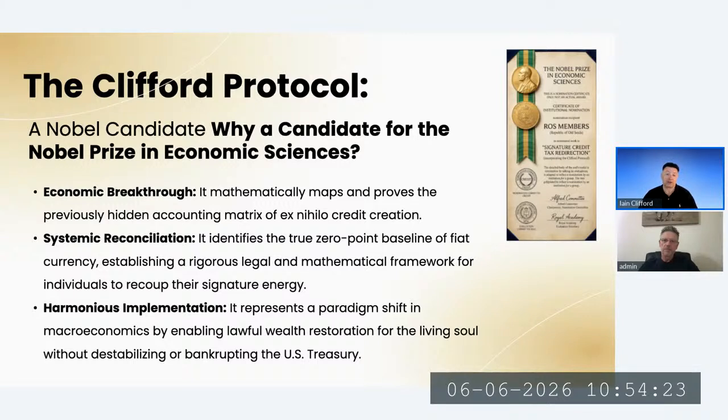But basically it's financial engineering, and it's a lawful way of redirecting taxes which belong to the original creditors, which is the living souls. They can't step on the board themselves, but they can put a foreign grantor's trust onto the monopoly board for the tax redirection to happen lawfully. And that's a big part of the Clifford Protocol.